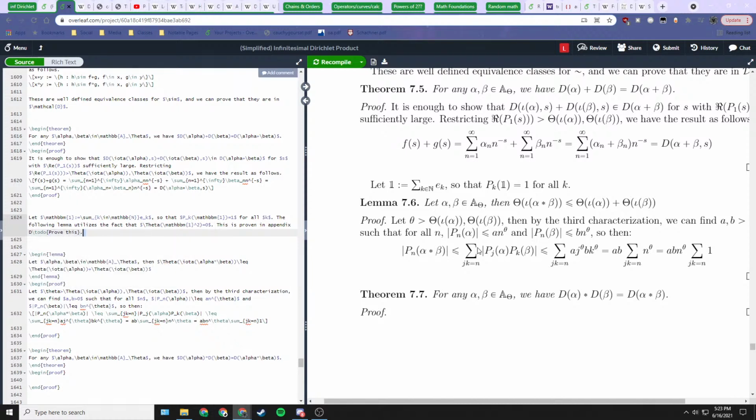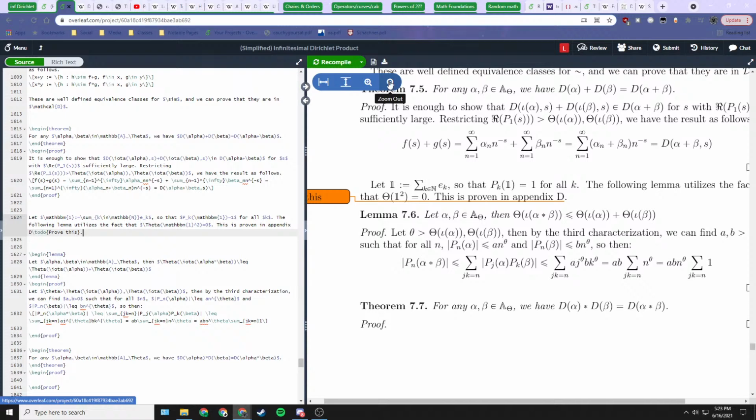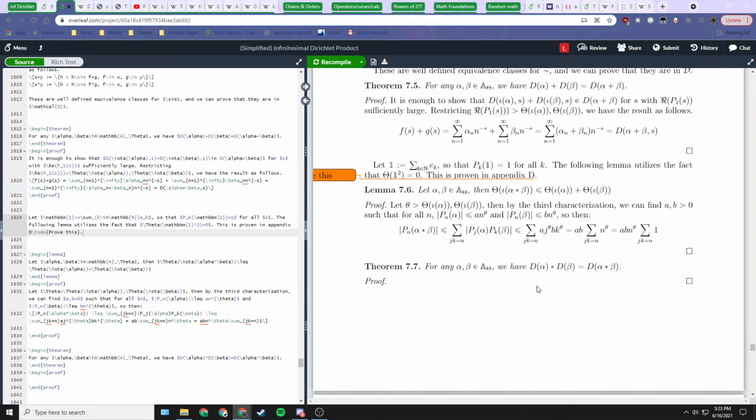Also, I still have no idea what my appendices are doing. I have 4 appendices and like 3 theorems in them, so that's fine. Appendix D doesn't even exist yet.